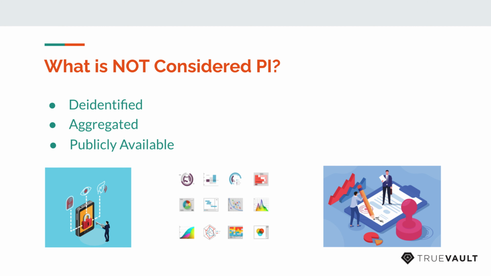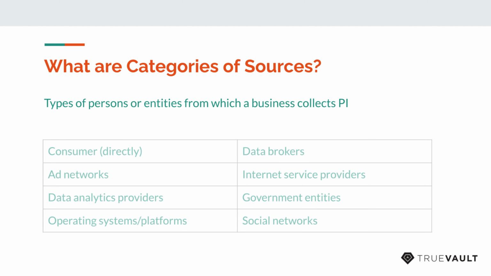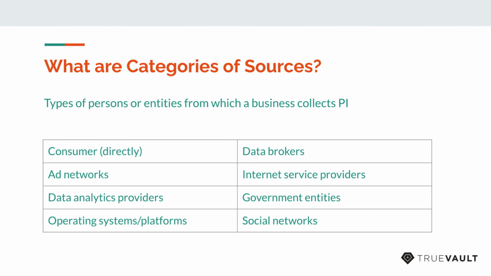Now let's move on to categories of sources. Businesses are required to disclose their categories of sources to consumers making a request to know. Categories of sources are the types of persons or entities from which a business collects personal information. Here's a non-exhaustive list of categories of sources: the consumer directly, data brokers, ad networks, internet service providers, data analytics providers, government entities, operating systems or platforms, and social networks.